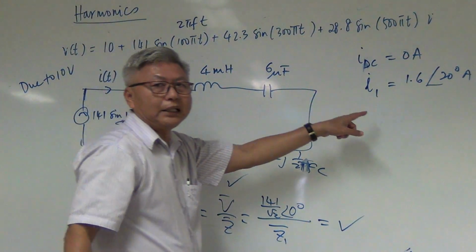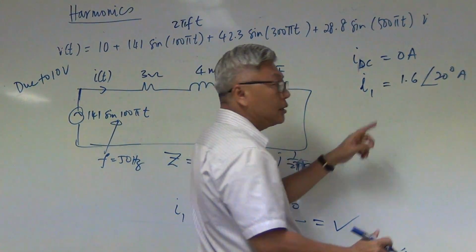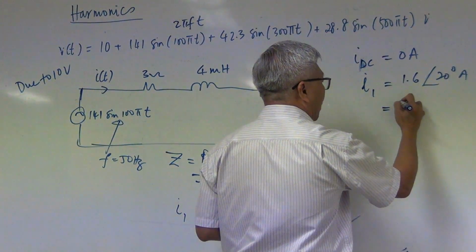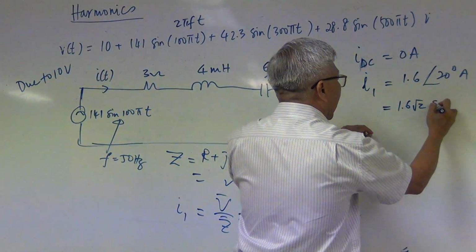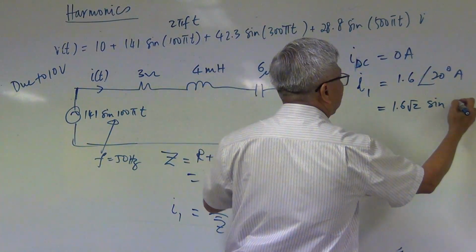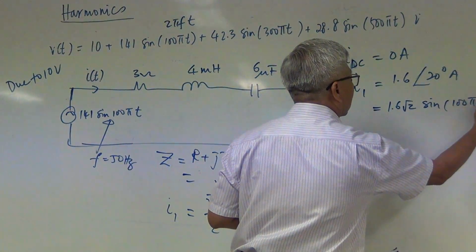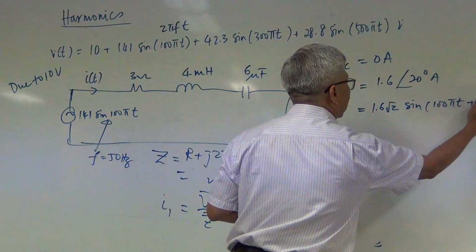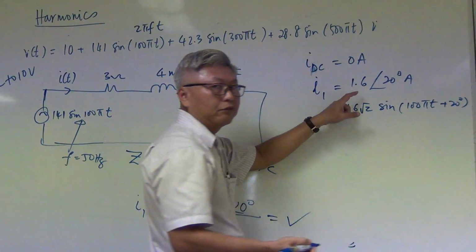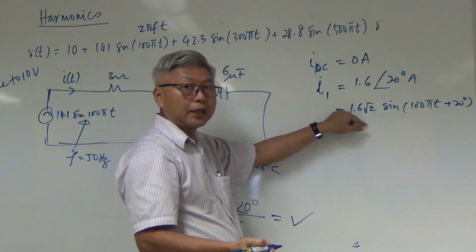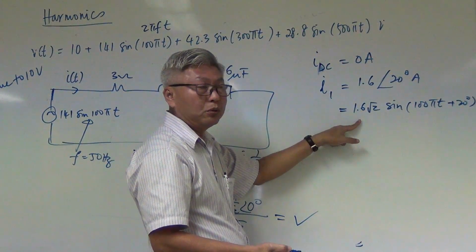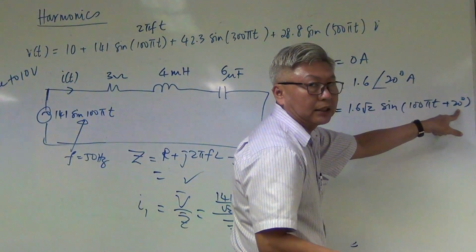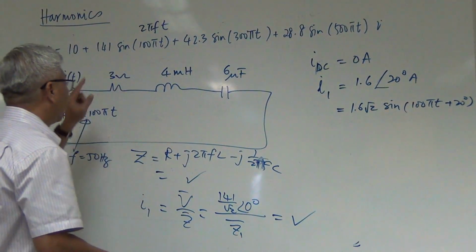Do you know how to make these into a sinusoidal expression? Of course you know. It's 1.6 times square root 2, that becomes the peak value, and then sine 100 pi t plus 20 degree. That's how you convert a polar number into a sinusoidal expression. Vrms times square root 2 becomes the peak value, and the angle is the theta. I have already done this one.